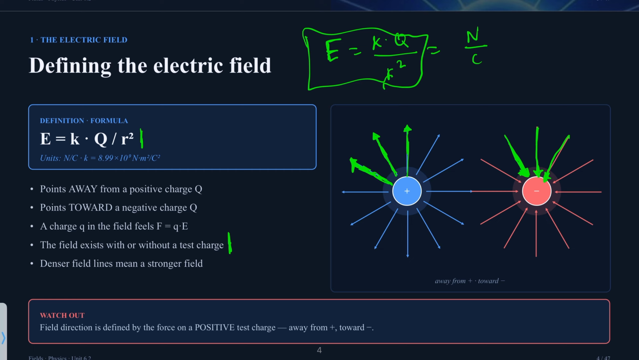And denser lines mean a stronger field. So basically, if I put a charge over here, that charge would feel a lesser force than a charge put over here, okay? Because the lines over here are denser. They're closer to each other, right? The denser the lines are to each other, the stronger the force will be, and the stronger the field as well.